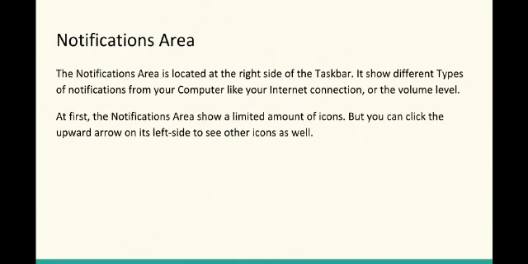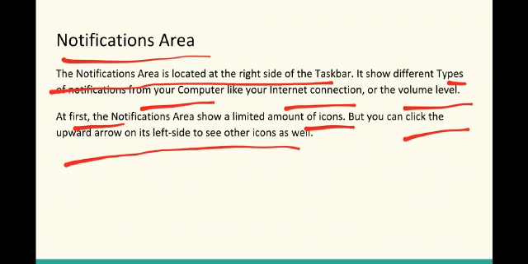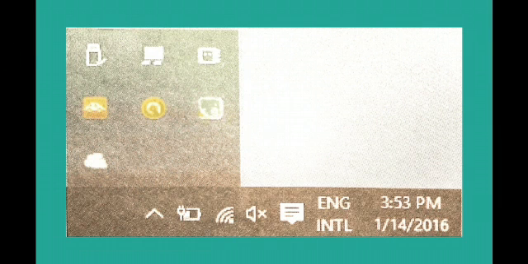Next topic is the notification area. The notification area is also located at the right side of the taskbar. It shows different types of notifications from your computer, like your internet connection or the volume level. At first the notification area shows a limited number of icons, but you can click the upward arrow on its left side to see the other icons as well. We can also see the notification area in the slide, that is the battery charger, the internet connection, and so on.